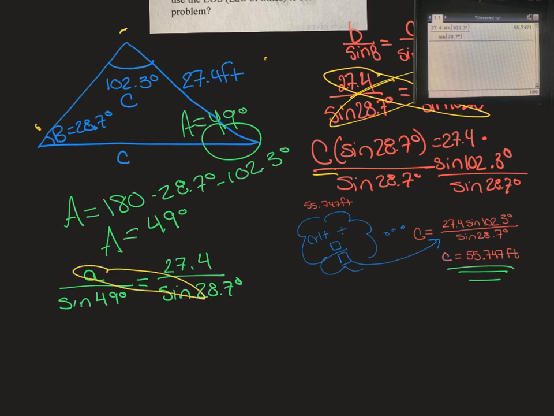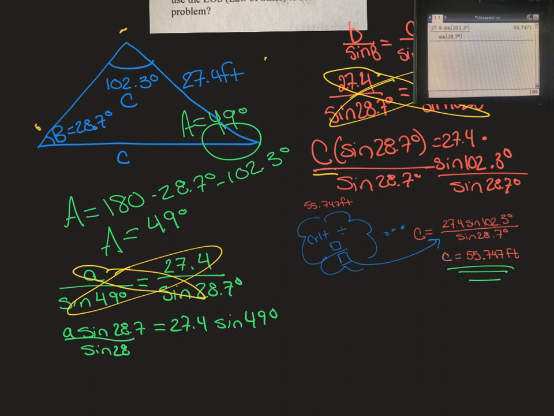Again, you're going to cross multiply. So we're going to have A sine 28.7 is going to equal 27.4 sine of 49 degrees, and you're going to divide by sine of 28.7 degrees, oops, forgot my degree symbol, and divide by sine of 28.7 degrees. Then you're going to type this piece right here that I'm boxing into your calculator, and you're going to get side A.